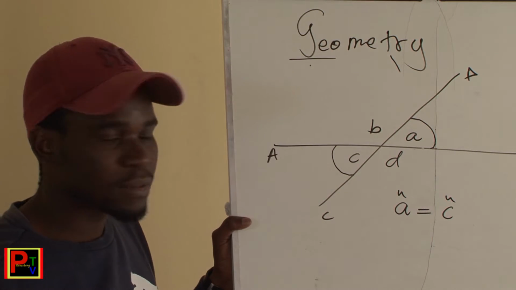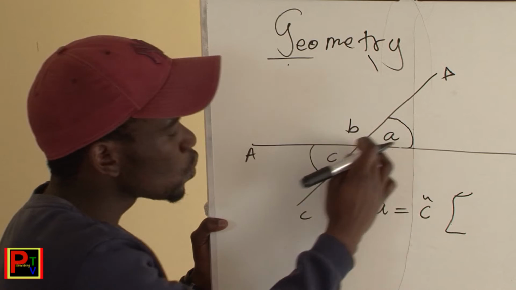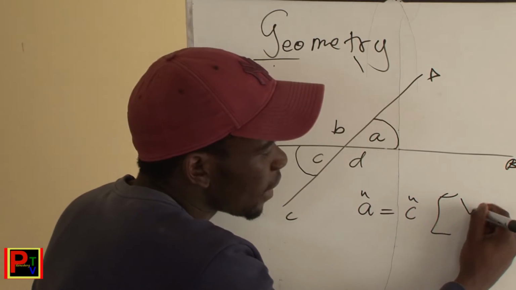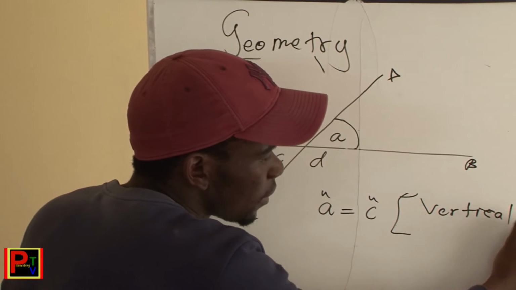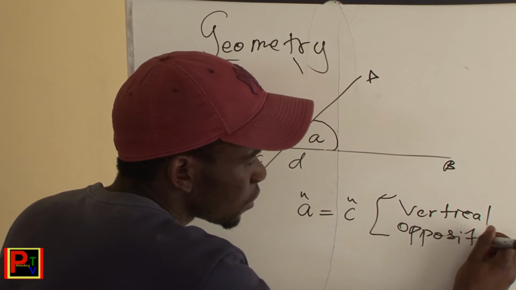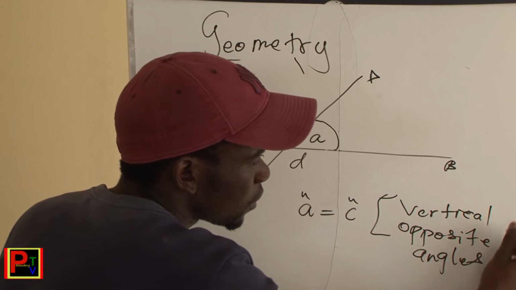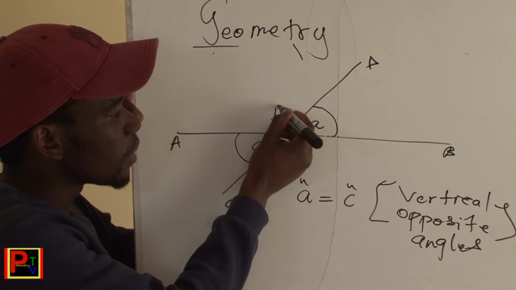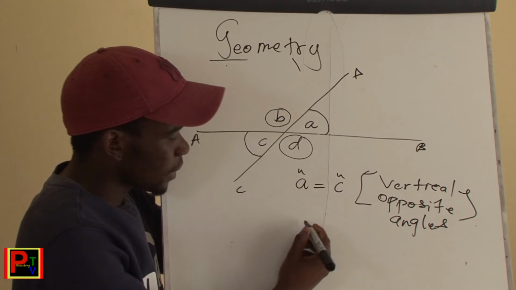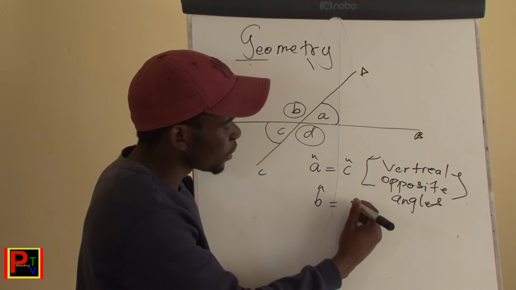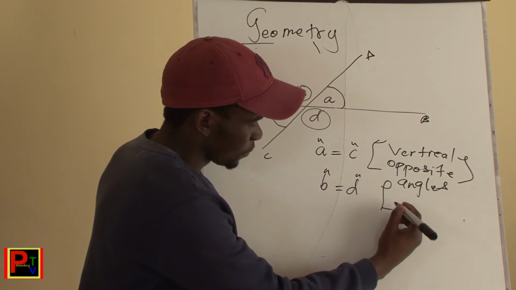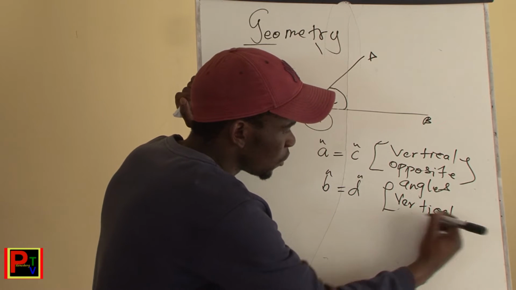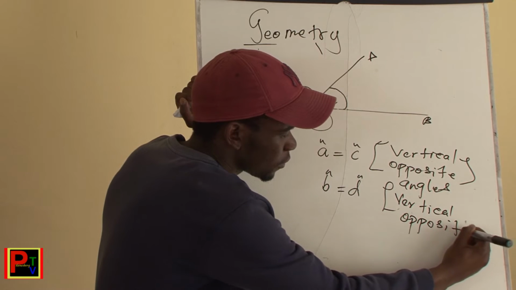And what will be the reason for that? These two angles, they are vertical opposite to each other. That simply means we say they are vertical opposite angles. That simply means we can say the same with angle B and angle D. That angle B is equal to angle D. They are vertical opposite angles.